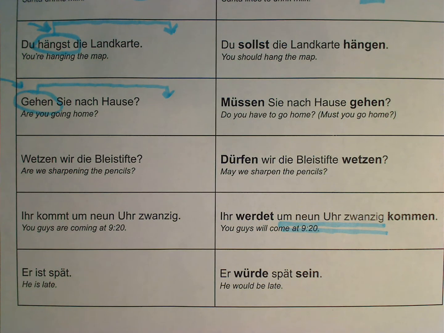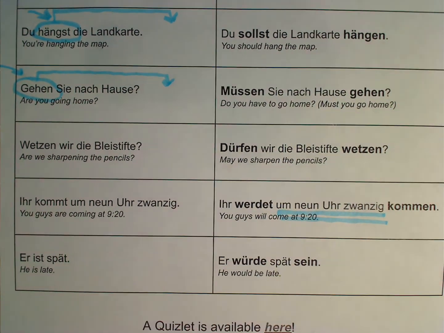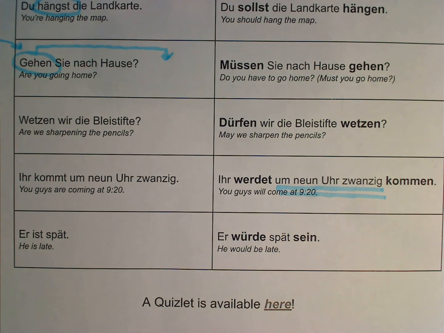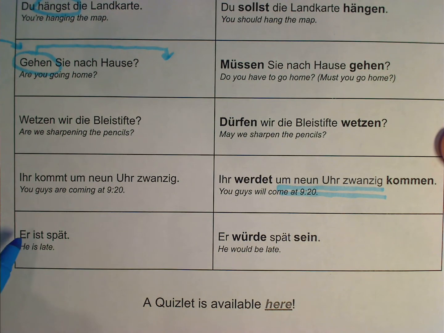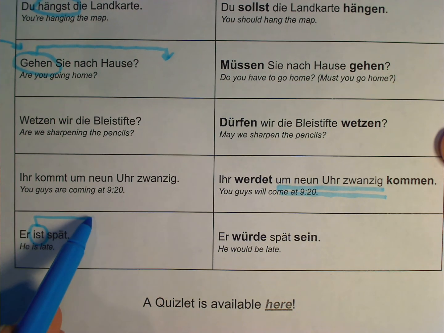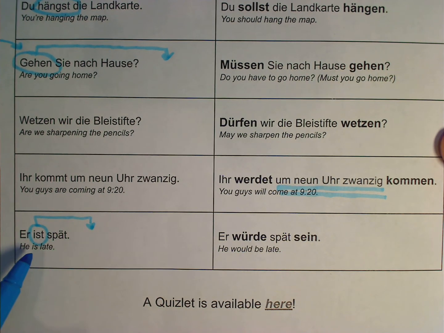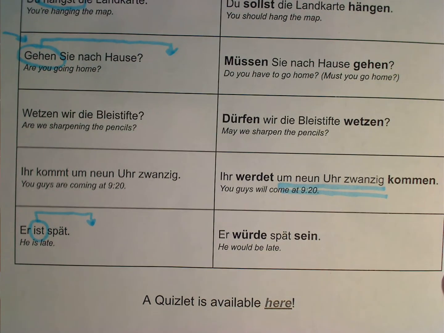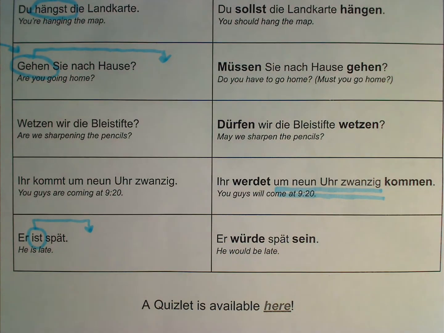This last example, pay very close attention to this one because this causes lots of issues with students. We have ist spät. He is late. Nothing irregular is going to be happening here in terms of the word placement. Look, we're going to take the verb ist and we're going to unconjugate it and throw it at the end. The problem is, wait a minute, what is ist unconjugated? Well, we have to remember that the verb ist comes from sein. Würde spät sein. He would be late.